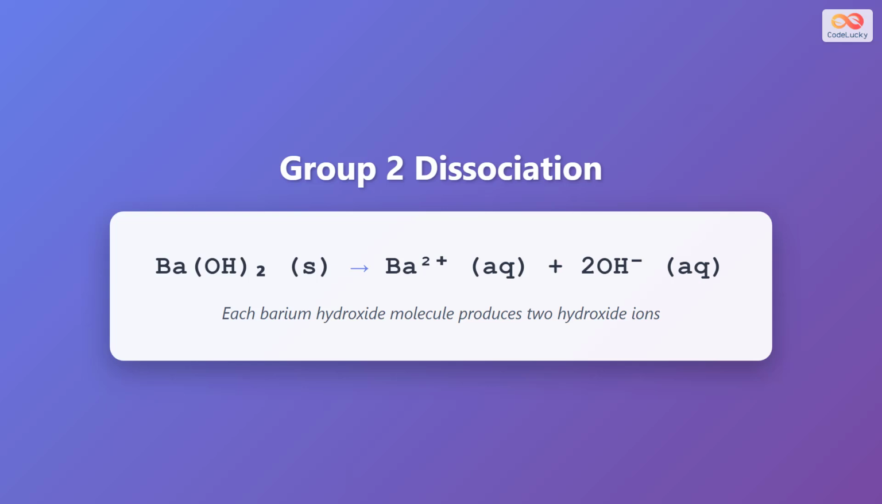Let's examine how barium hydroxide dissociates. When solid barium hydroxide dissolves in water, it completely breaks apart into 1 barium ion, written as Ba2+, and 2 hydroxide ions, written as 2 OH-. Notice that each molecule of barium hydroxide produces 2 hydroxide ions because of the OH subscript 2 in its formula. This doubling of hydroxide ions makes group 2 hydroxides particularly effective as bases.